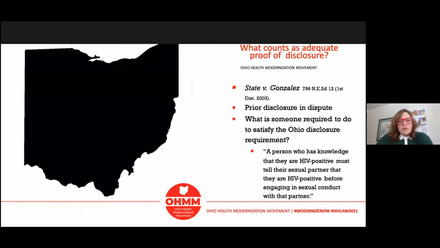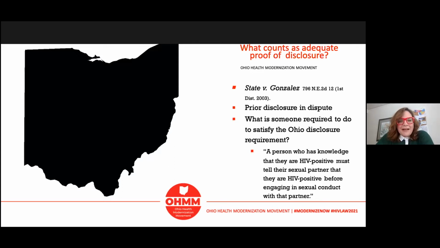Okay, so like I said, the only affirmative defense a person can raise to try to get out of a criminal conviction for federal felonious assault is proof that you did in fact disclose your status prior to sexual conduct. So you might be wondering, what does adequate disclosure entail? What's considered? This issue has in fact been brought in front of the courts.